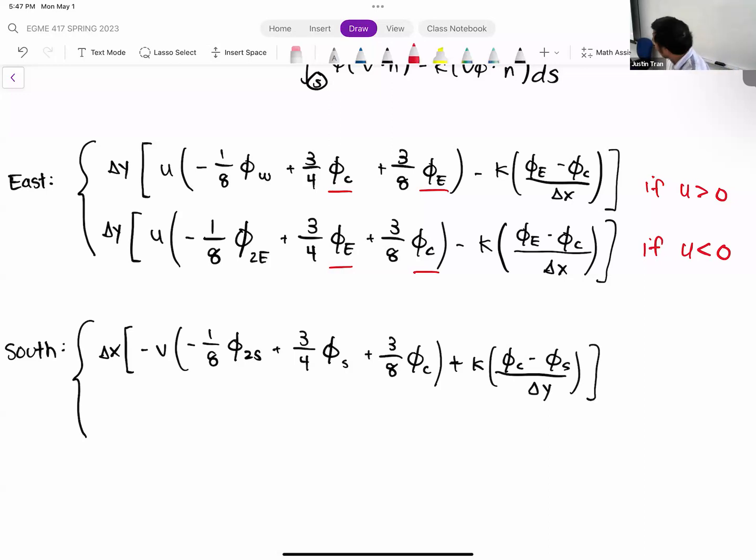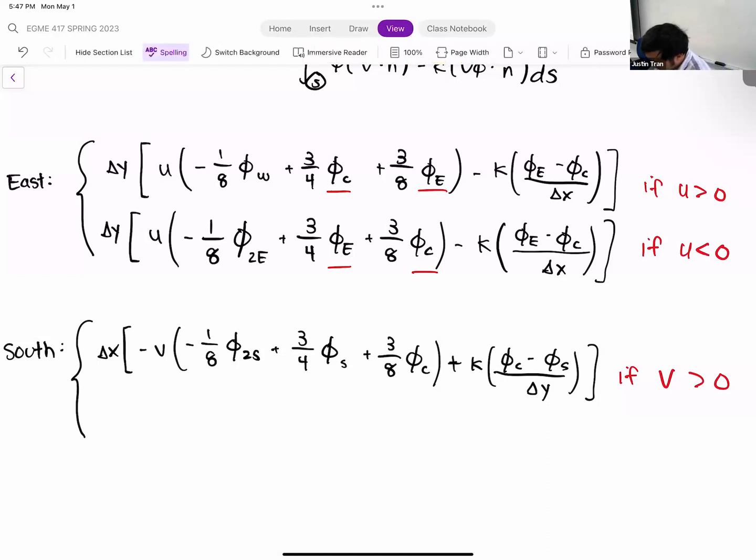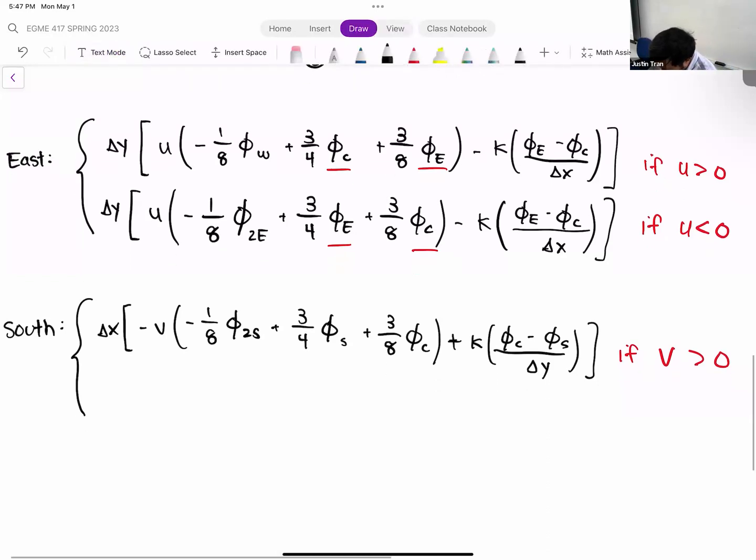In all of our expressions here, all different versions, the diffusion terms stay the same. So there's less to worry about. We're only focusing our QUICK scheme on the convection term. So that's the version if v is greater than 0. Now let's look at the version if v is less than 0.